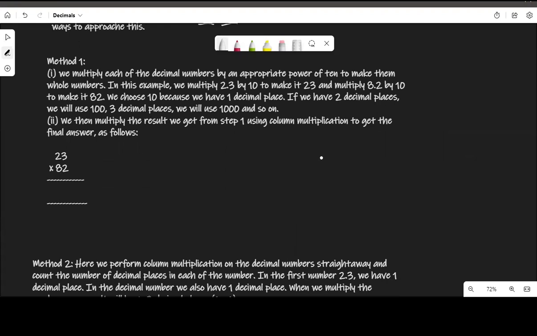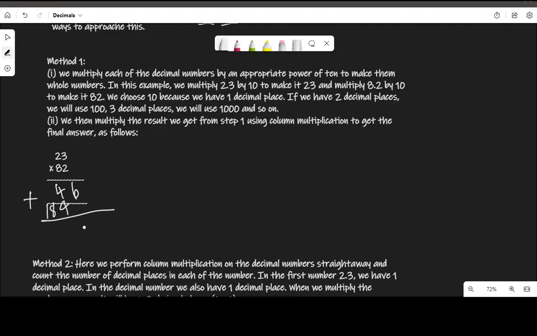of 10. So when we multiply 2.3 by 10, we have 23. When we multiply 8.2 by 10, we have 82. Then we can do the normal multiplication that we are used to on these numbers. For example, 2 times 3 is 6. And 2 times 2 is 4. 8 times 3 is 24. 8 times 2 is 16. 16 plus 2 is 18. Then we do addition to get the final result.